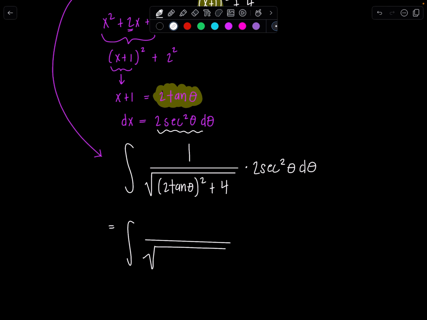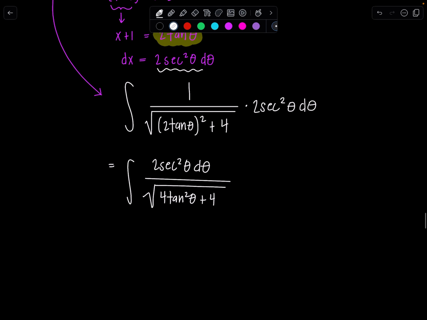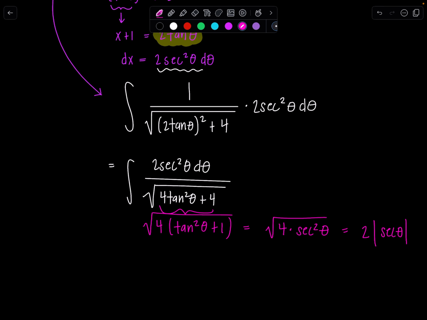Radical. 2 tan theta quantity squared would be 4 tan squared theta plus 4. And then I have 2 secant squared theta d theta. And then the whole point of doing the trig sub is so that you can clean up and use a Pythagorean identity to simplify this quantity. So if I take out the 4, then I have tan squared theta plus 1. And that's all sitting underneath the radical. This is 4 times tan squared theta plus 1, which is equal to secant squared theta. Since that's sitting underneath a radical, yes, this is going to simplify to 2 absolute value of secant theta.